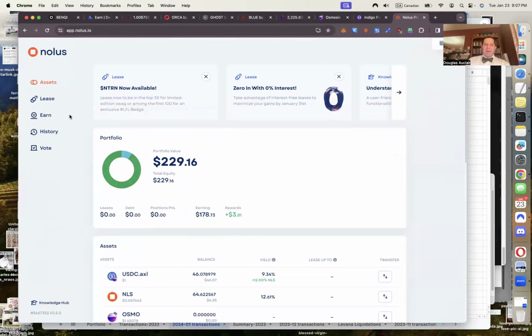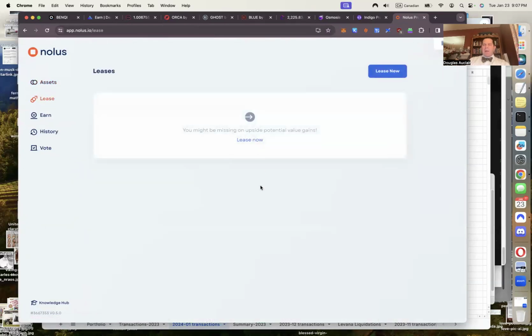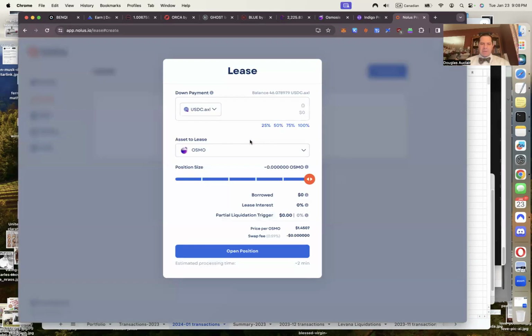But here's the neat thing about leasing. Leasing an asset is that you put a down payment on, let's say, stars are trading at around 3 cents per. And I want to lease around 100 USDC's worth of stars. I can lease stars, let's call up the screen, with any collateral that's listed here. So I can lease stars with Bitcoin if I wanted to, or I could lease stars with Axel USDC.